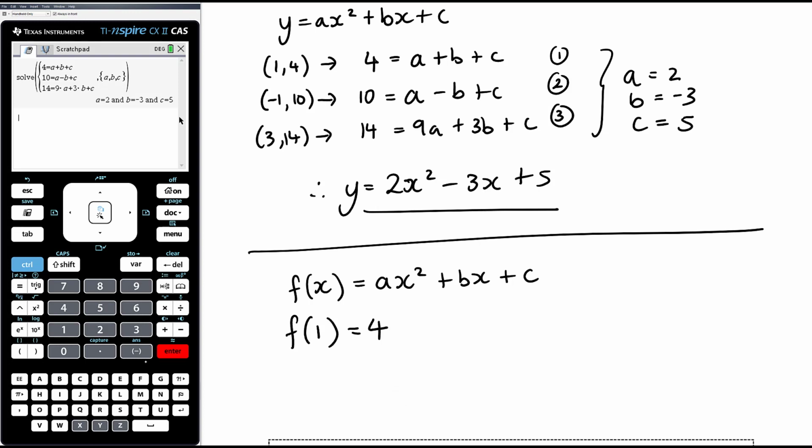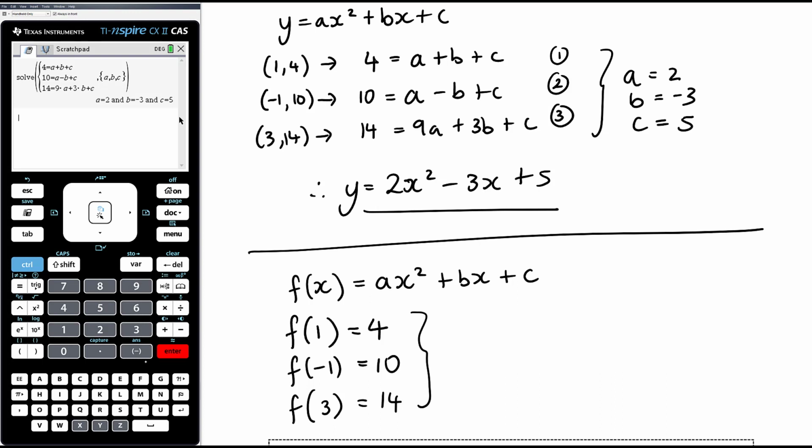Okay, so the second point is (-1, 10). If we want to substitute x equals negative 1 into the function, we're replacing x with negative 1, so that's f of negative 1, and that will mean we do a times negative 1 all squared plus b times negative 1 plus c, and once we've done that, that whole thing then has to equal 10. And finally, f of 3 is going to equal 14. They are our simultaneous equations, and our CAS can work from those.